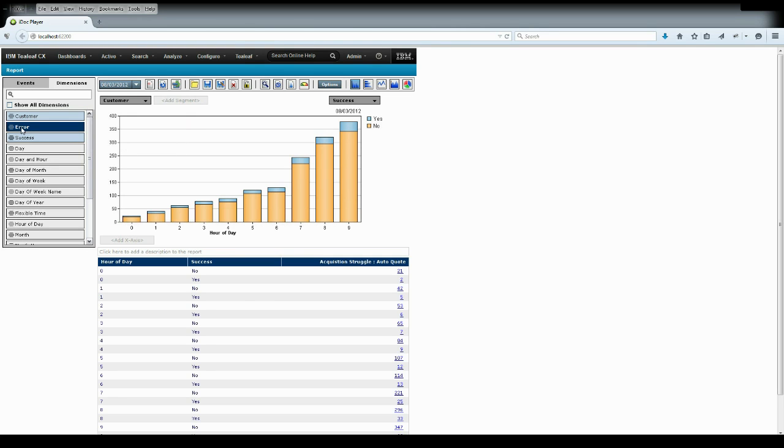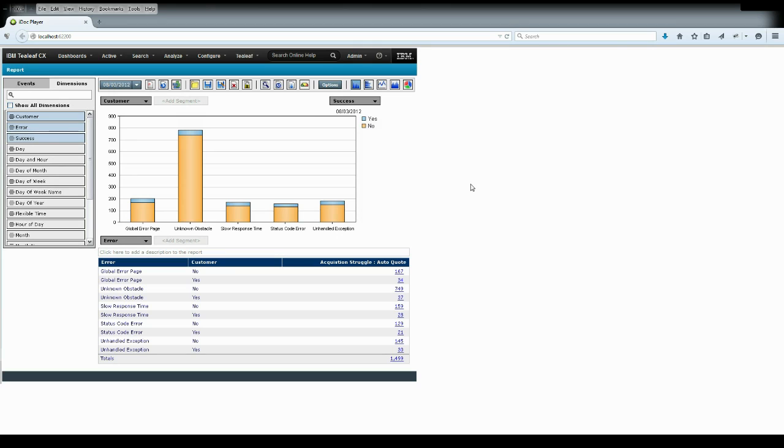What we can do is, as a first port of call, look at our existing errors that we're tracking, or some of them, and see, is this something we know about? So for example, we have a global error page, we have slow response times, status error codes, and so on. But we can see that none of these are the major contributor to this spike in struggle and abandonment. We see that it's an unknown obstacle that we're looking at.